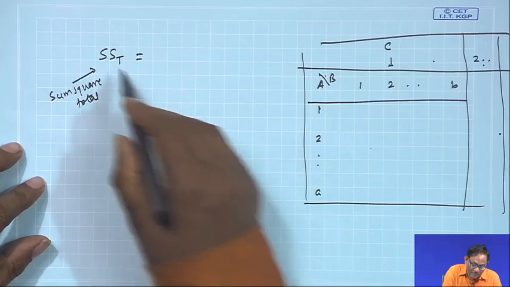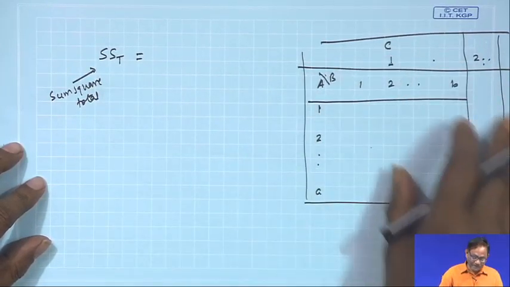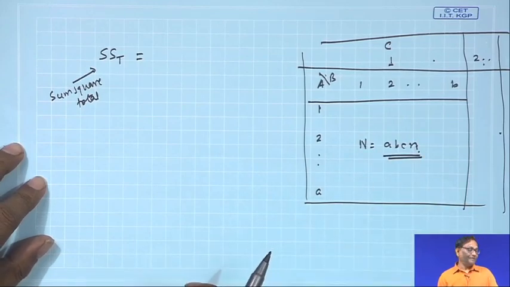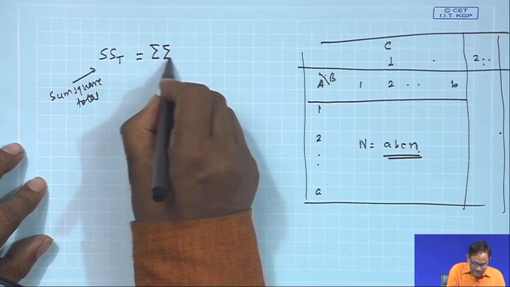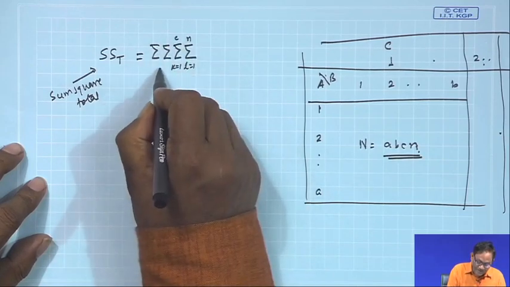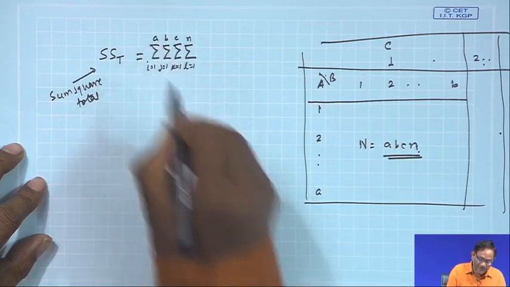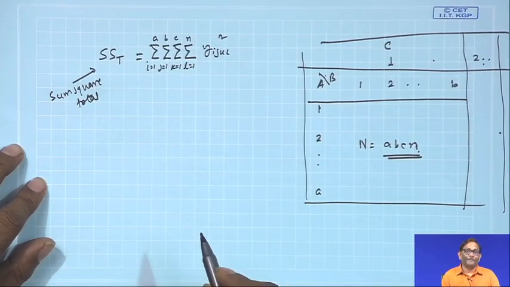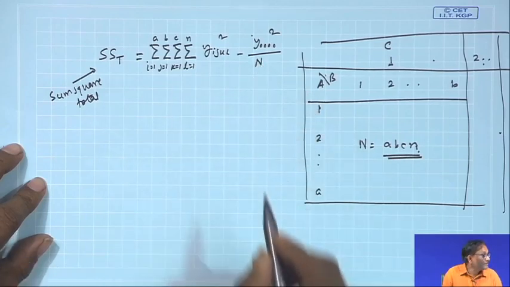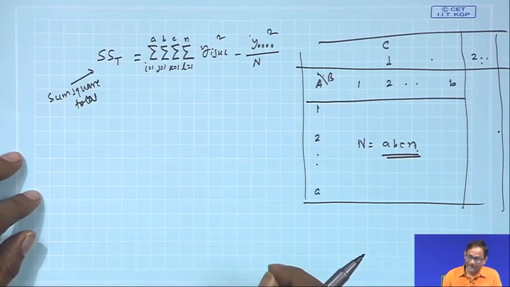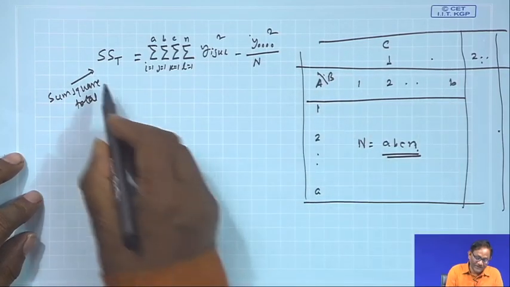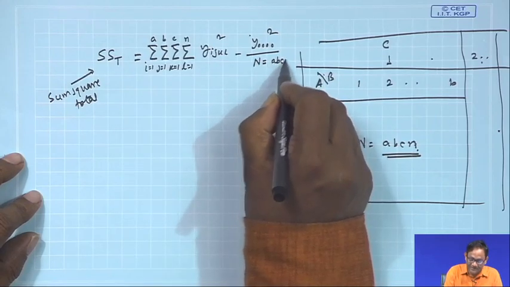So ultimately, for SST you will consider all the values. So N is a b c into small n. Then SST will have sums: l equal to 1 to n, k equal to 1 to c, j equal to 1 to b, i equal to 1 to a, of y i j k l squared, minus the correction part, y four-dot squared by N, because there are four dots: one for a, one for b, one for c, and one for replications. This is our formula for SST, where N is a b c into n.